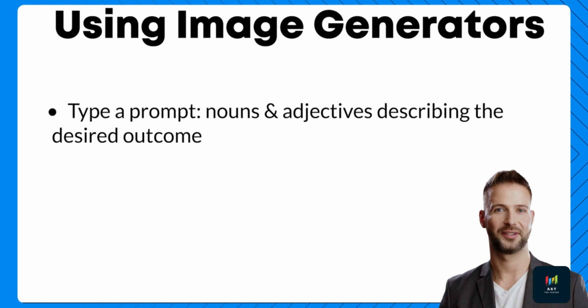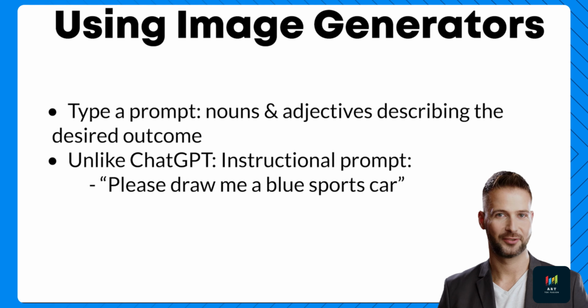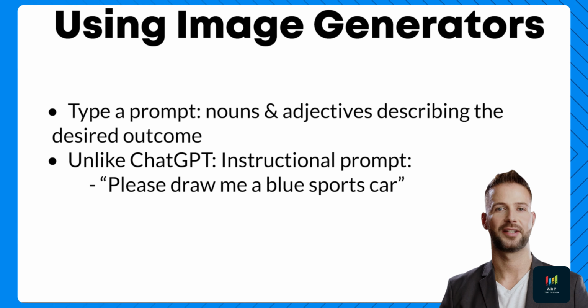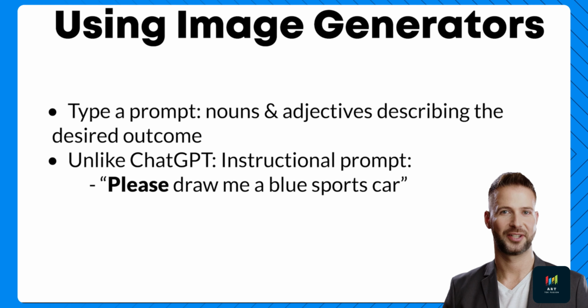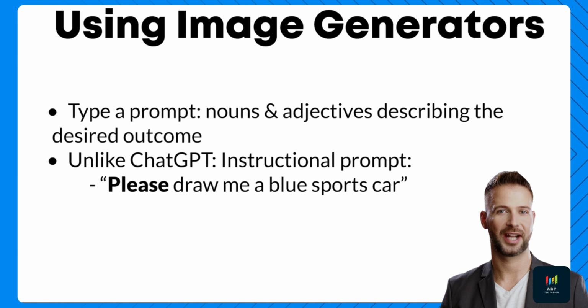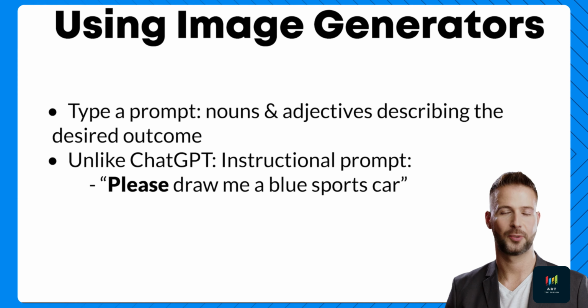The way that most of these image generators work right now is that you simply write the nouns and adjectives describing what you want. In ChatGPT, for instance, you might give a full instruction like please draw me a blue sports car, and actually, though it may seem weird to say please to an AI, research actually found that saying please to ChatGPT produces a better result.